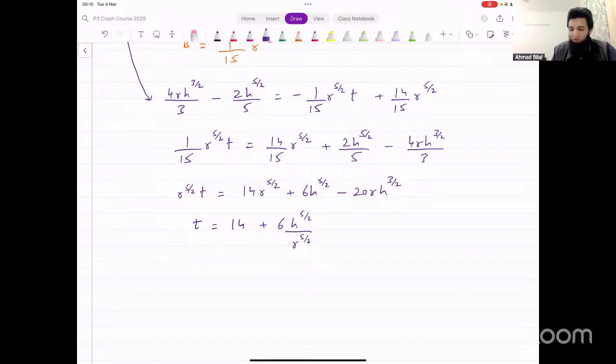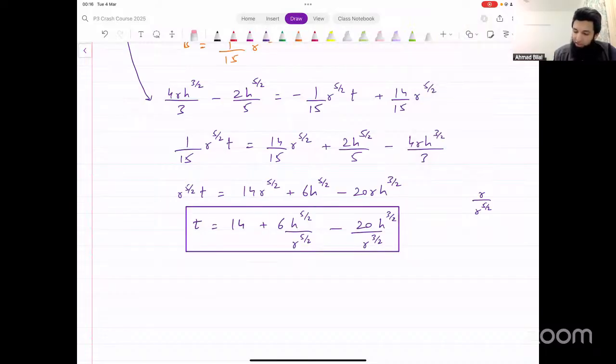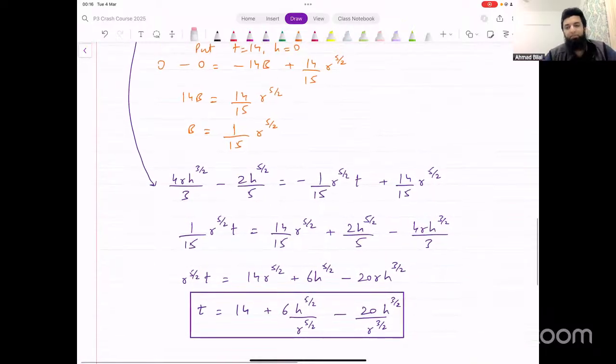You can write this as a whole power as well, h over r whole raised to power 5 over 2, minus 20 r over r raised to power 5 over 2. So you have r over r raised to power 5 over 2. What does that become? In the denominator, you have r raised to power 3 over 2, right, from this. And in the numerator, you have h raised to power 3 over 2. And that's it. This is t in terms of h and r. That is what we were looking for, and that's our final answer.